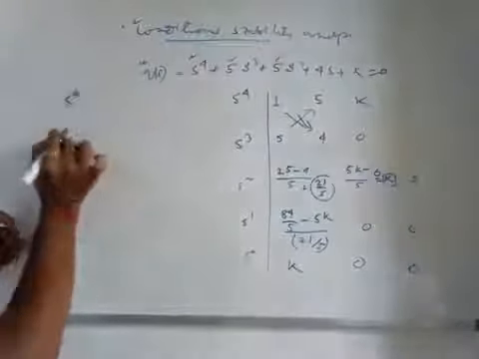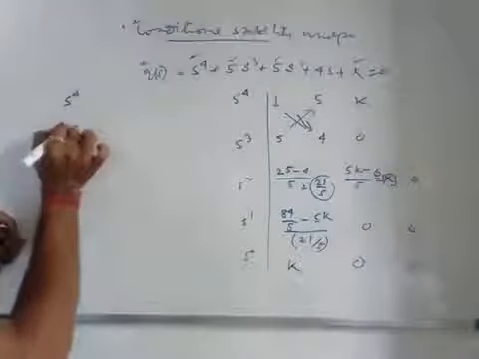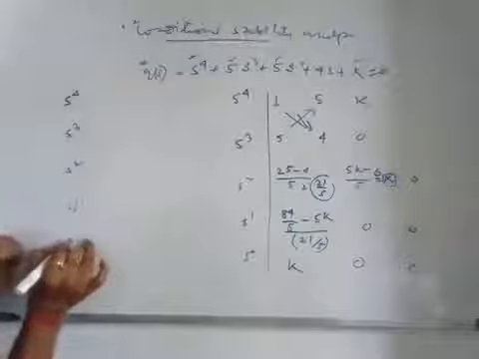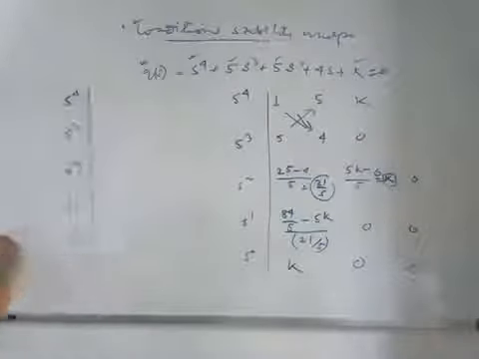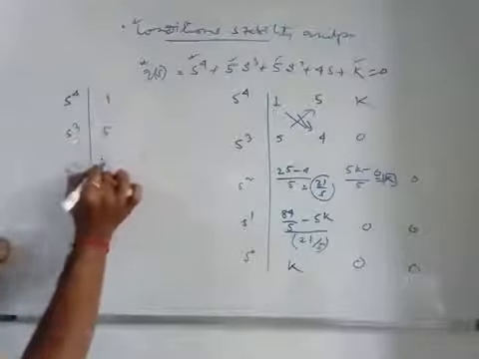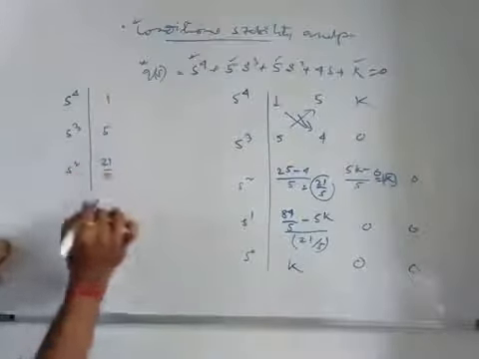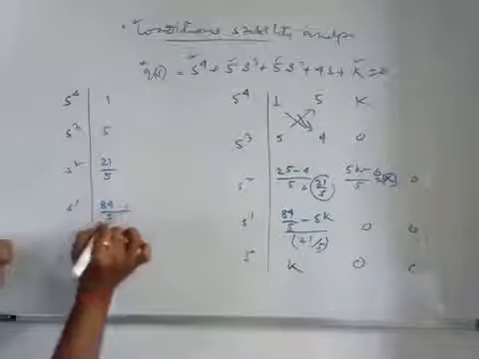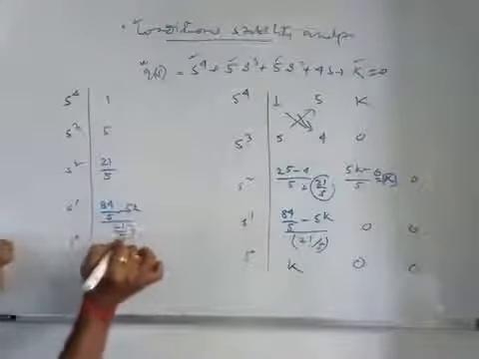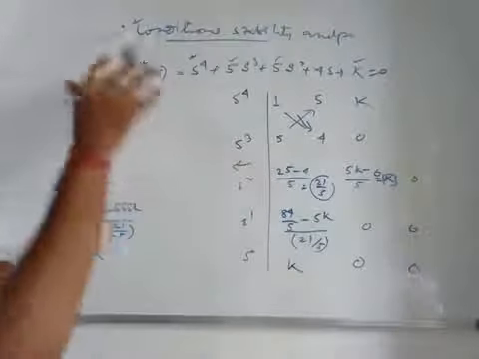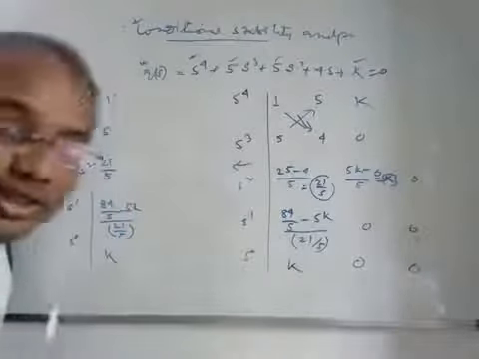Rewrite this expression like this: s to the power 4, s cube, s square, s to the power 1, and s to the power 0. See what we are getting? The first column is 1, 5, 21 by 5, then 84 by 5 minus 5k by 21 by 5, and this is k. Right? That is how we can get the first column elements.